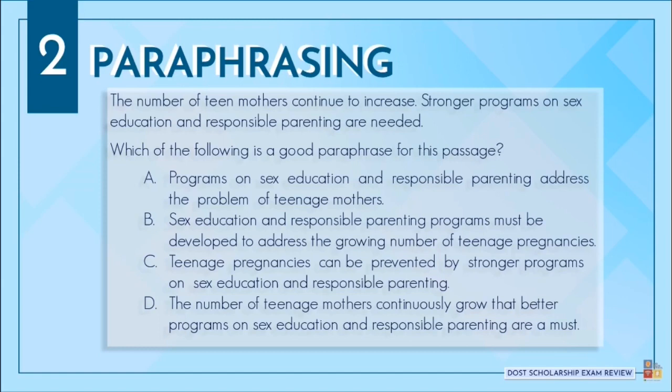Well, the answer for this is letter B. Letters A and C lack the idea that the number of teen mothers continue to rise. Letter D, although it contained the two ideas, was not a good paraphrase because it lost its logical connection. So that leaves us with letter B, which satisfies the three steps.